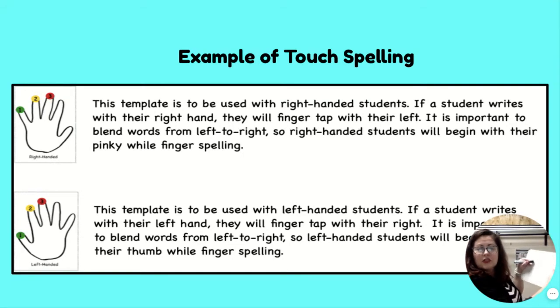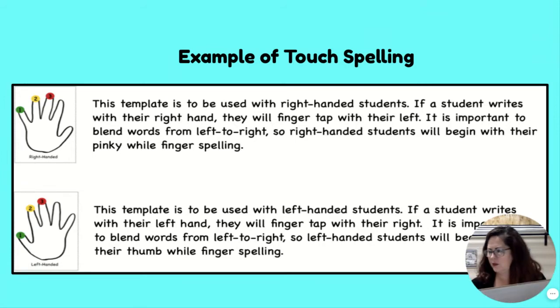This is so that you can touch spell and write at the same time. K, at. Okay. And it's good to do the touching instead of doing it in the air. I know a lot of people do it in the air, but it gives another kinesthetic input to the hand. Plus, it could be done without drawing attention to the learner.